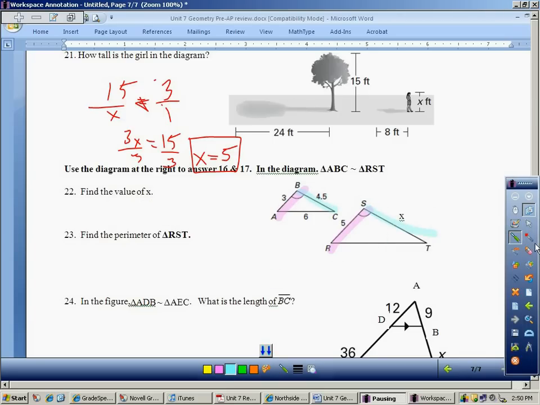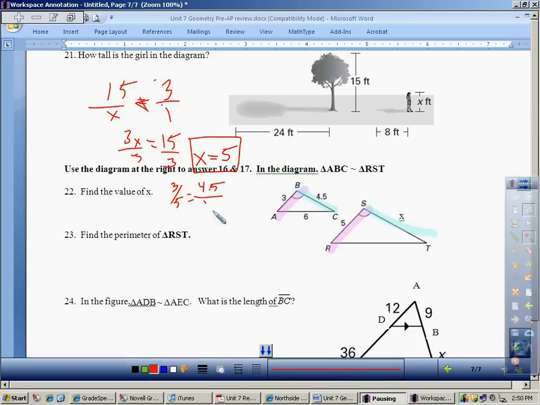So 3 is to 5 as 4.5 is to x. I then cross multiply and solve, and I get 3x equals 22.5. Divide both sides by 3, and I have a value of x that is 7.5.